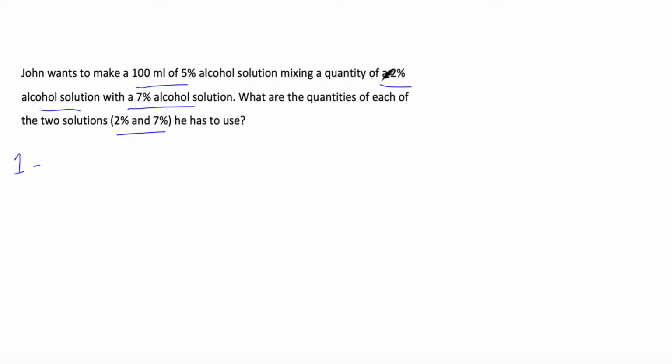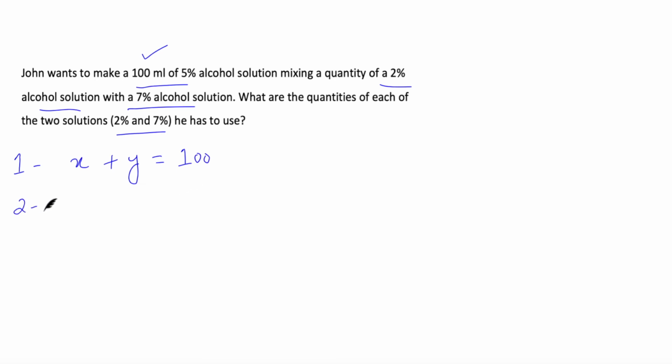Alcohol solution mixing a quantity of 2% alcohol solution. Let x be the quantity of the 2% alcohol solution and y be the quantity of the 7% alcohol solution, because these quantities are not given, but we know the total quantity. x plus y should be equal to 100. There you go, very simple.